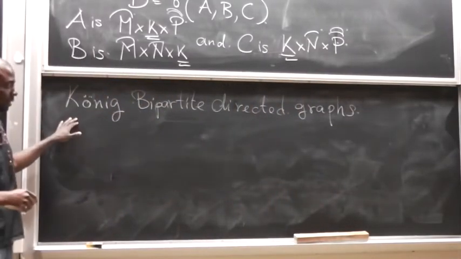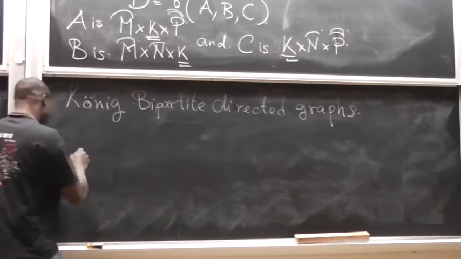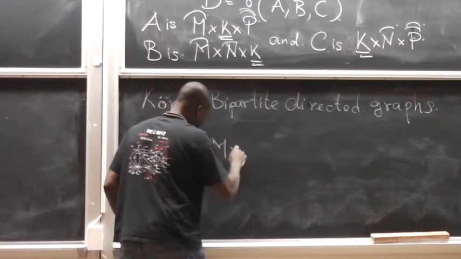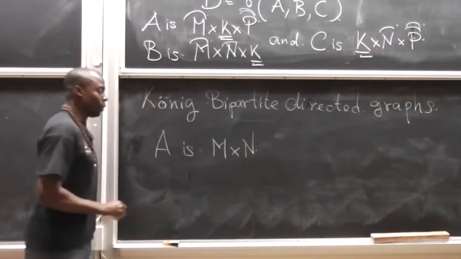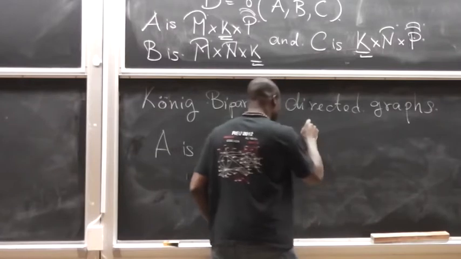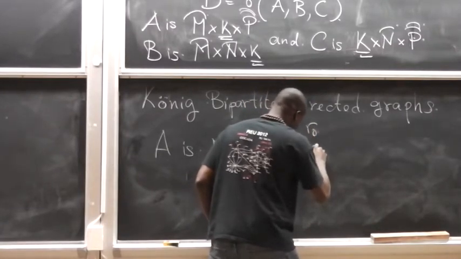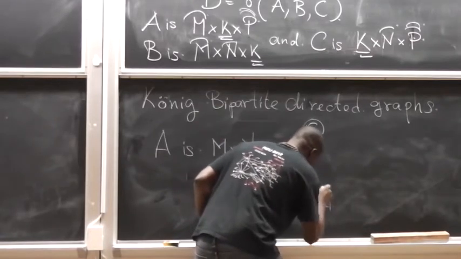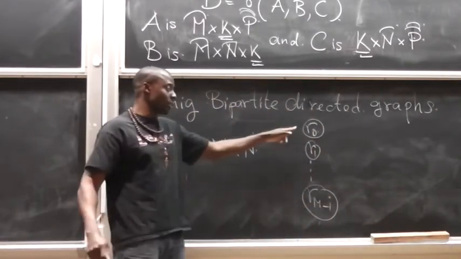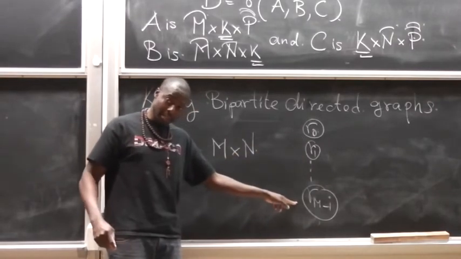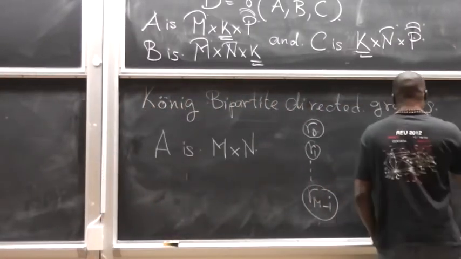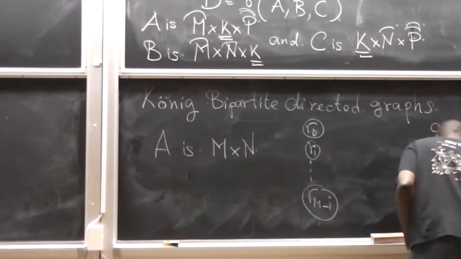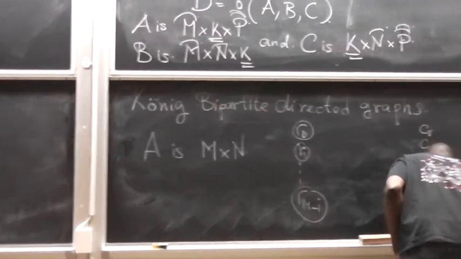And what a Koenig directed graph is for a matrix A, which is, let's say, capital M by capital N: you construct a bipartite graph with vertices R0, R1, all the way up to R, capital M minus 1. These are vertices which are identified with the rows of the matrix, and you have vertices that you identify with the columns, C0, C1, all the way up to C, n minus 1.